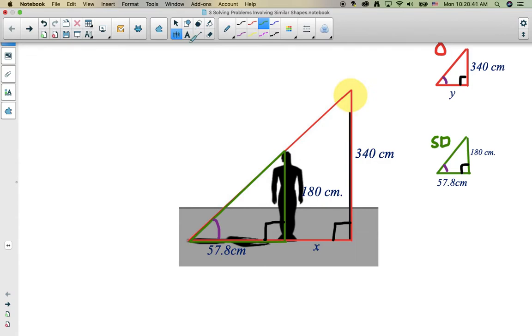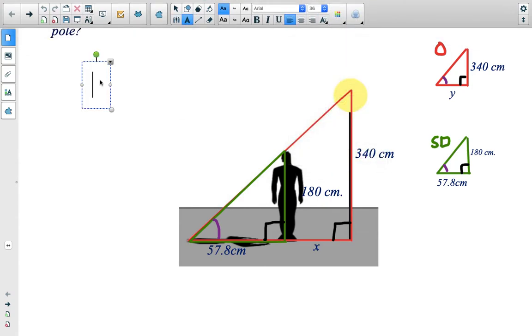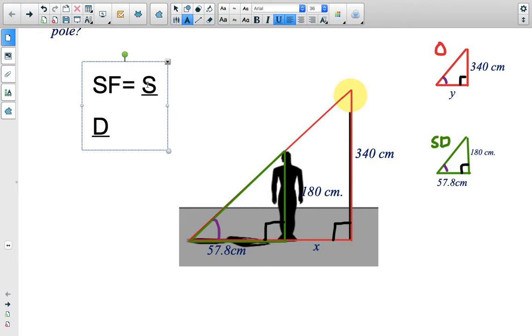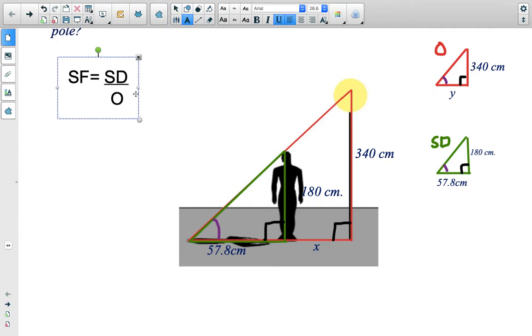Okay. So let's use what we know to find our scale factor. So we know that scale factor is equal to scale diagram divided by the original. Okay. Now that I have this formula, let's find my scale factor because I don't know what my scale factor is. So to find my scale factor, I need to plug in my values.